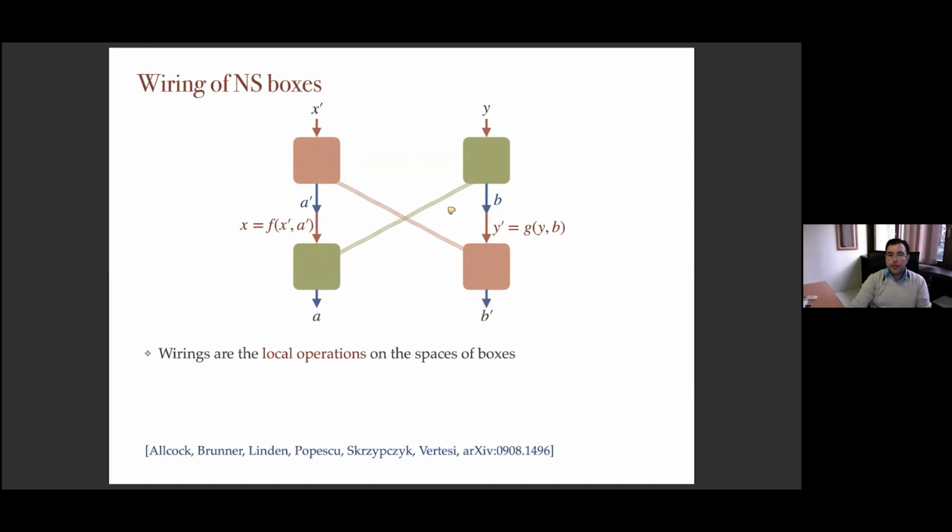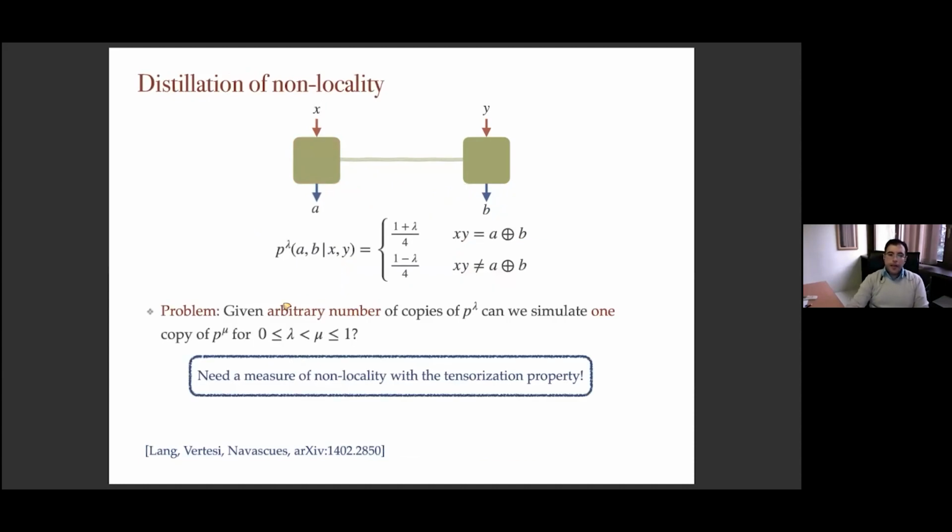So they can do this kind of weird wiring, but the whole point is that these wirings are local operations on the space of boxes. Now, as I said, I want to ask if we can start with some arbitrary number of copies of P lambda, for a lambda that is less than mu, and simulate one copy of P mu. So like this is still non-locality, but under wirings. This means that I need a measure of non-locality that satisfies the tensorization property.